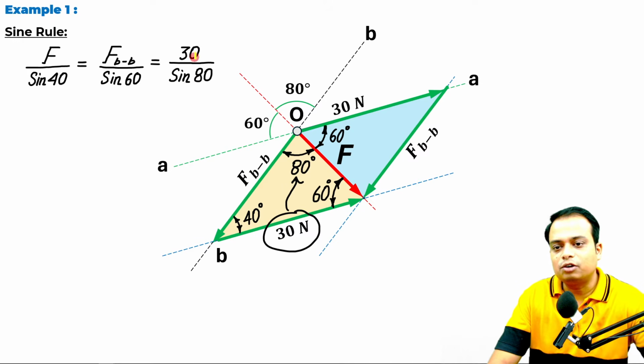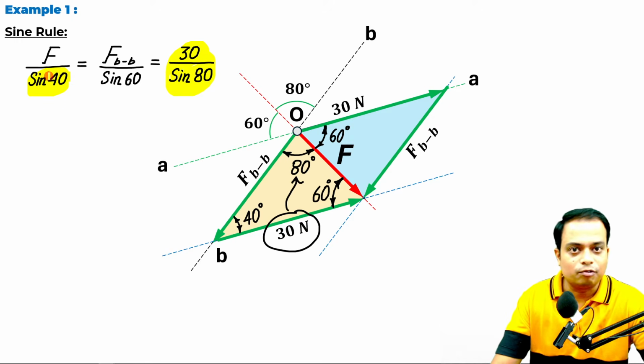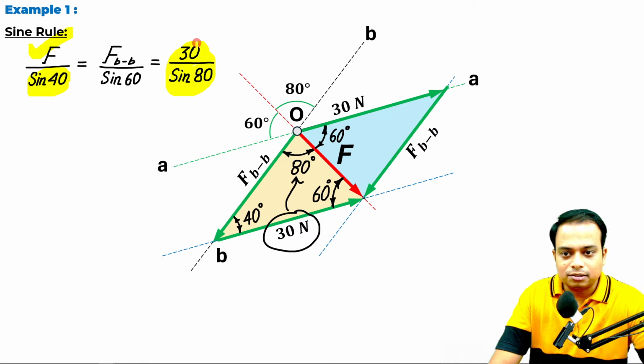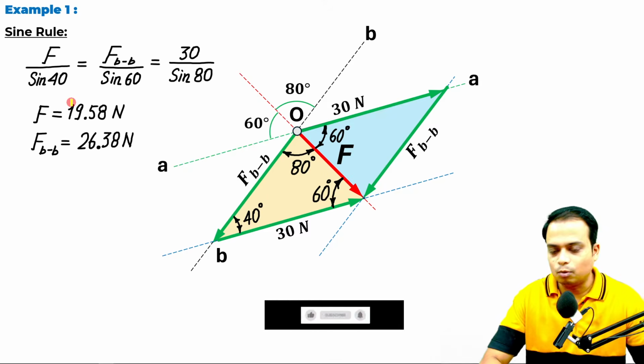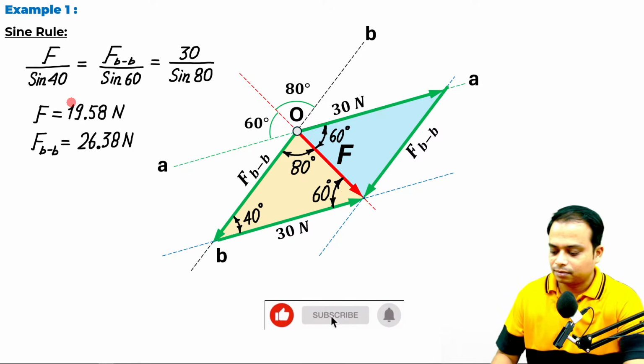You just need to find the numerical value, multiply it with sine 40, and you get F. And when you multiply the same with sine 60, you get FBB. So these are the values. Number one. Are we done? Okay.